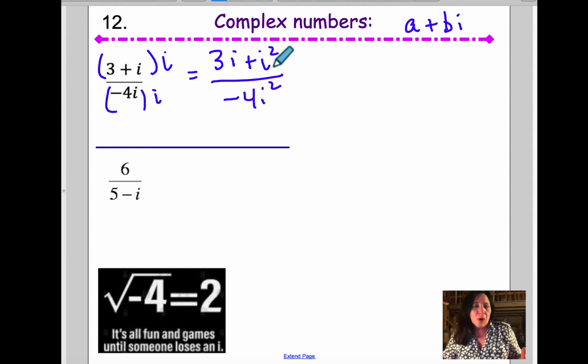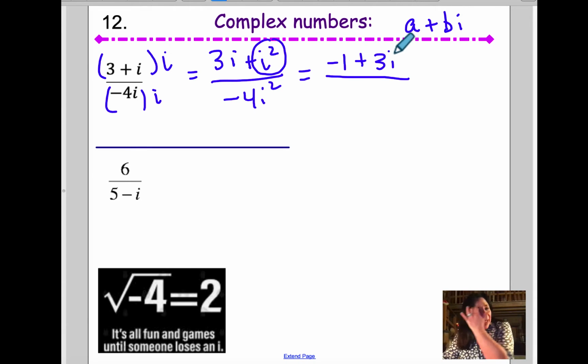Okay, so what you need to do here to simplify is that i squared is negative 1. So realistically on the top, I have this right here being negative 1. So it's going to be negative 1 plus 3i. And then on the denominator, this also is negative 1, right? So we have negative 4 times negative 1, which is 4. So this right here is my solution.